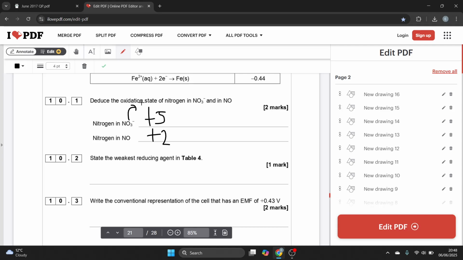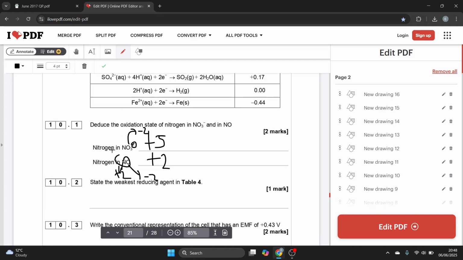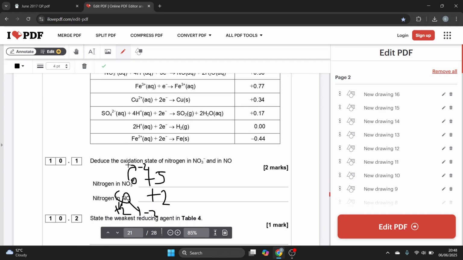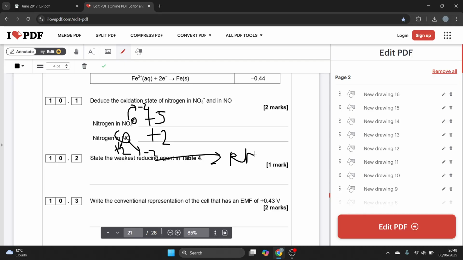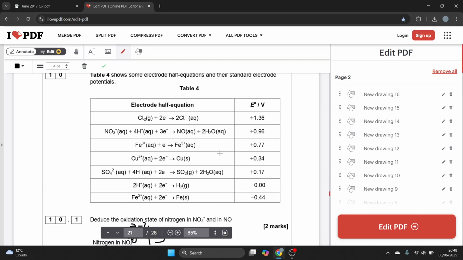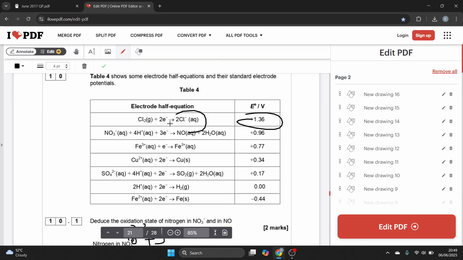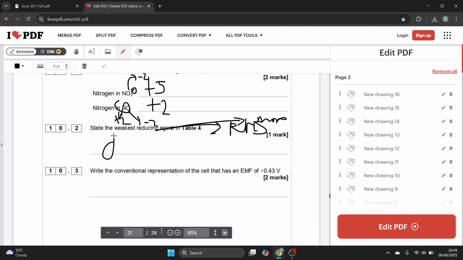Because oxygen has an oxidation state of -2, so we've got 3 oxygens, -6. Overall charge is -1, so you need a +5 to get an overall charge of -1. And in this one, oxygen is -2, therefore nitrogen has to be +2. State the weakest reducing agent. The thing about reducing agents is they're always on the right hand side, and the more positive, the weaker. So I'm just going to look for the positive one, this one, and therefore that is the weakest reducing agent, Cr. Again, something you would just memorize to save time: reducing agents on the right hand side, more positive, weaker.